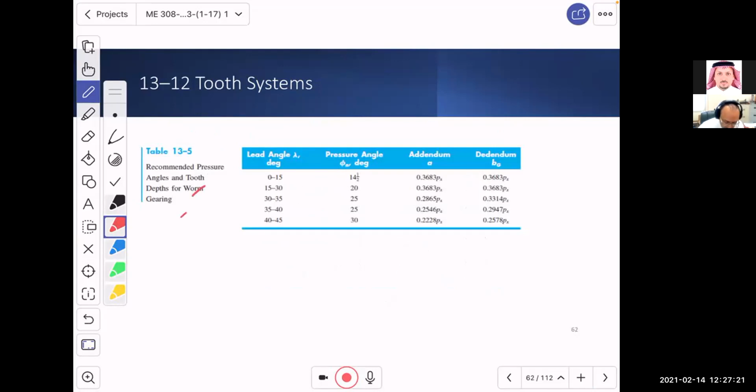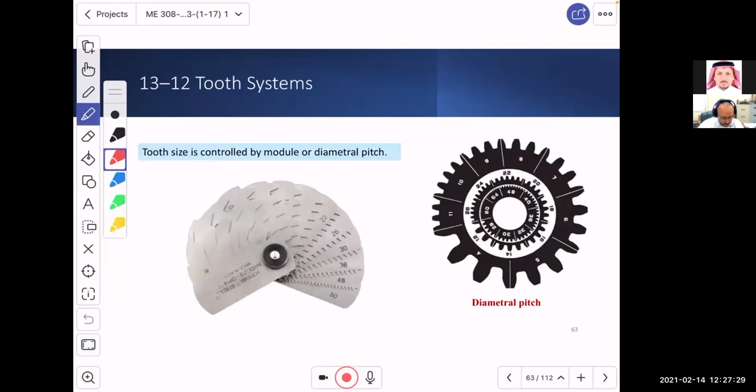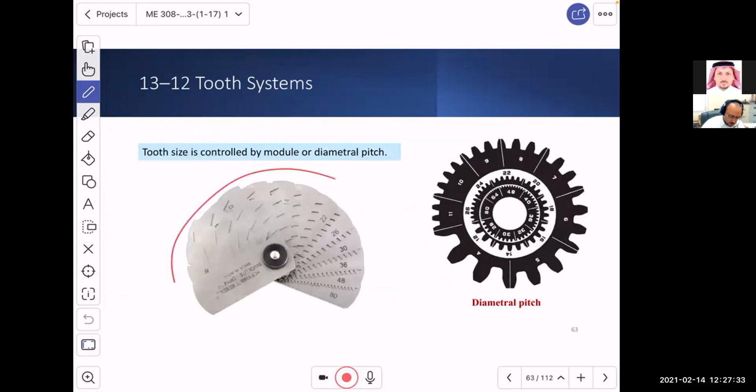You see, this is the lead angle. This is the pressure angle, phi n. This is the addendum and the dedendum. All right. Now, what I want to show you here is one of the interesting tools.